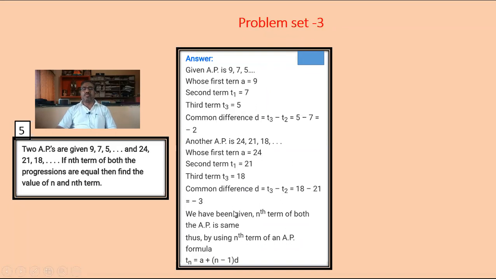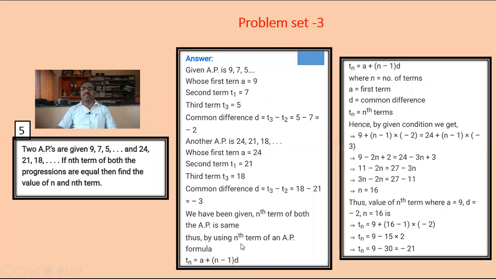The nth terms of both arithmetic progressions are the same. That is, the nth term of an arithmetic progression is tn is equal to a plus n minus 1 multiplied by d. The nth term is the same for both arithmetic progressions. Therefore, in the first arithmetic progression, 9, 7, 5, and so on, a is equal to 9 and d is equal to minus 2.